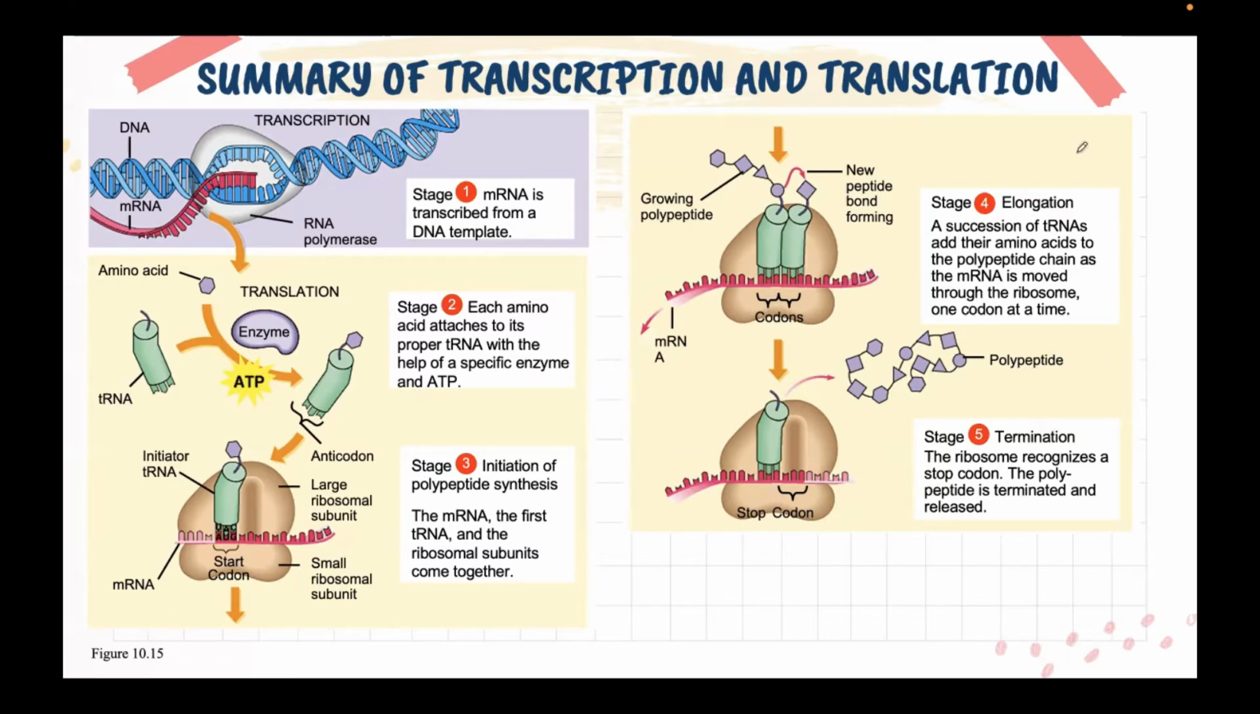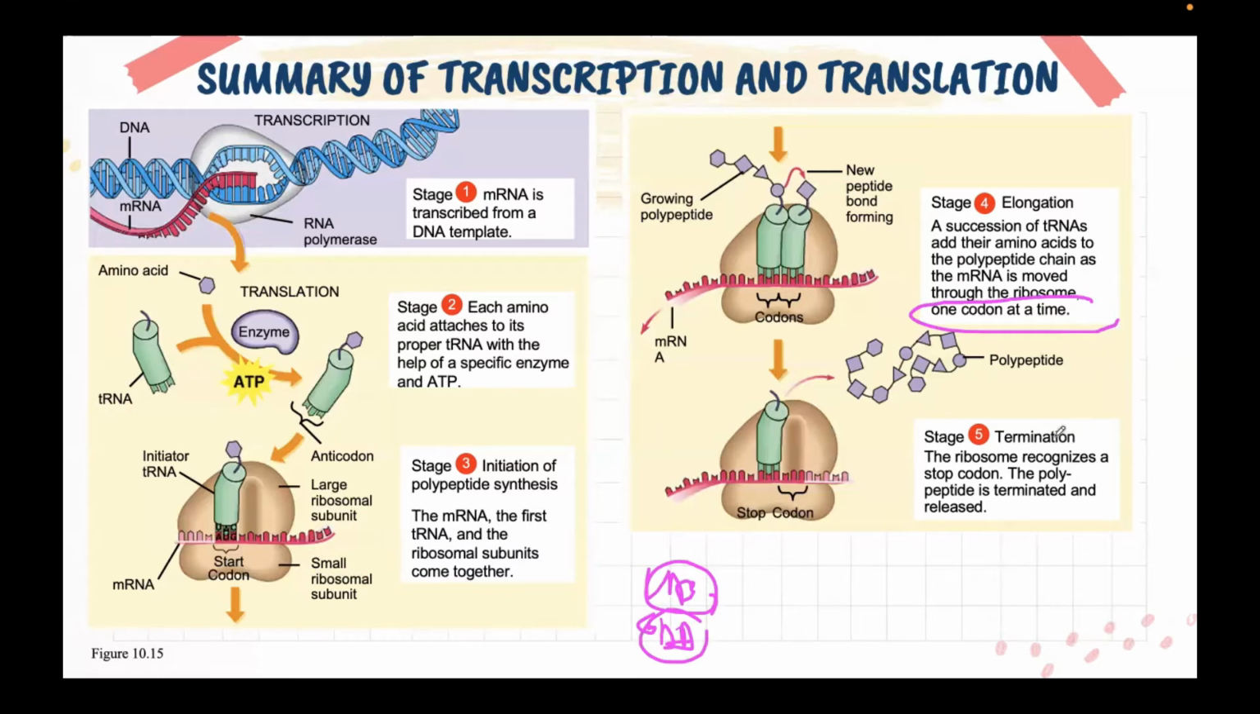Stage number 4 is that for the elongation, a succession of tRNAs and their amino acids add to the polypeptide chain as the mRNA is moved through the ribosome 1 codon at a time. 1 codon at a time lang. Kung matatandaan, meron kang mga UAG, di ba? GAA, for example, tatlo yung mga nitrogenous base. Tapos, ang ibig sabihin nun, codons po yun. So, nire-read niya yung mga codons so that these certain codons can code for a certain amino acid.